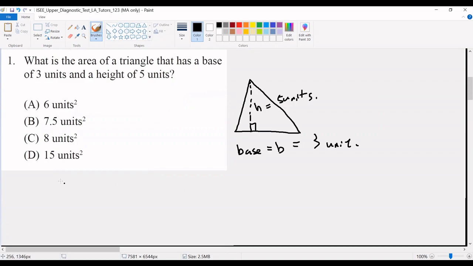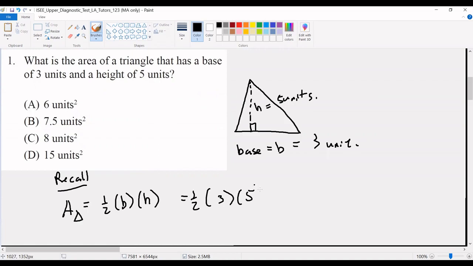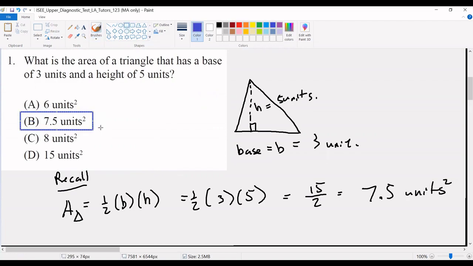We just want to recall that the area for a triangle is 1/2 the base times the height. So for this problem, we're going to have 1/2 times 3 times 5. So this will give us 15/2. And we see that this doesn't quite match any of the choices we have, so we need to continue simplifying. This gives us 7.5 units squared. And so as a result, our answer is B.